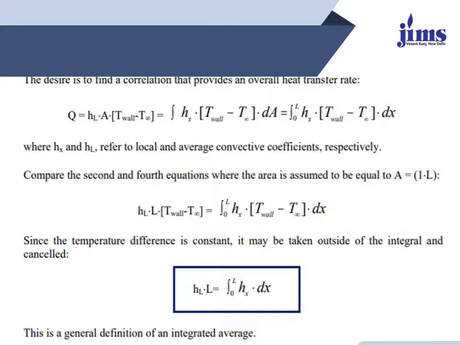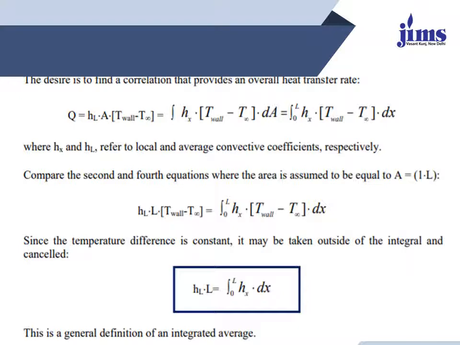If we calculate the overall heat transfer, we can integrate this equation from 0 to L, where 0 is the leading edge and L is the whole length of the plate. So the integral of hx multiplied by (T wall minus T infinity) multiplied by dA. We assume a small elementary area dA, and hx is the local heat transfer coefficient. Further, putting in the boundary conditions from 0 to L, the integral of hx (T wall minus T infinity) dx, where hx and hL refer to the local and the average convective coefficient respectively.